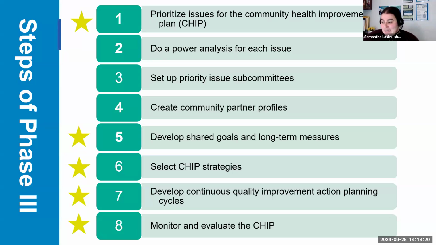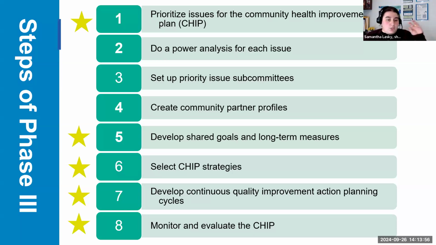As you can see here, these yellow stars again, within phase 3, the steps of phase 3, you'll see here, first are prioritizing issues for the community health improvement plan, doing a power analysis, which we'll talk a little bit about later. Identifying subcommittees, creating partner profiles. The big pieces here, of course, as we all know, are developing shared goals and long-term measures, selecting your strategies, developing continuous quality improvement planning, and action planning cycles, and evaluation and monitoring.